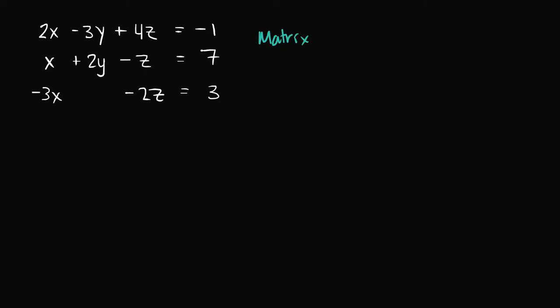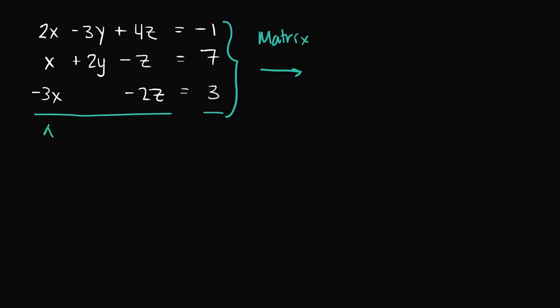And a matrix is simply just a rectangular array of numbers. So I'm actually going to write this system of linear equations in something called matrix form. So what I'm going to do is take the coefficients of all the unknown variables on the left-hand side, as well as the constants on the right-hand side, and put that into our matrix.